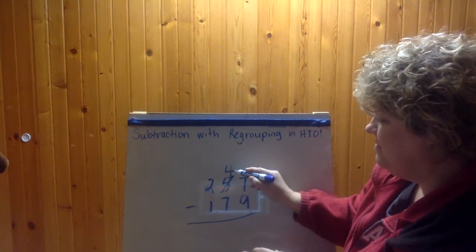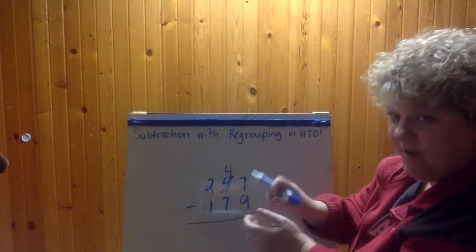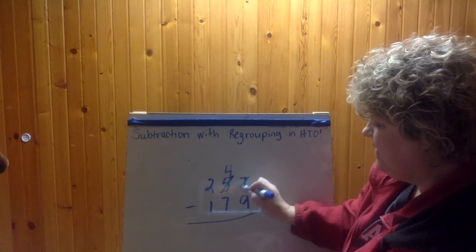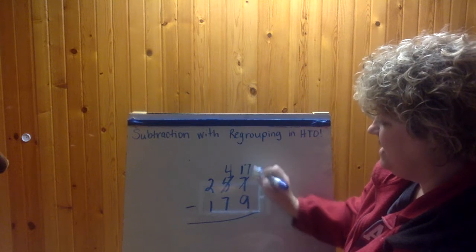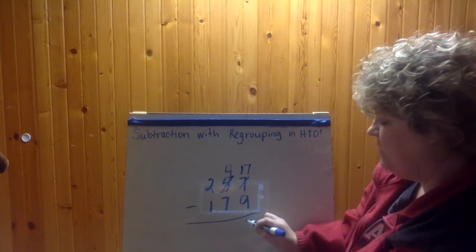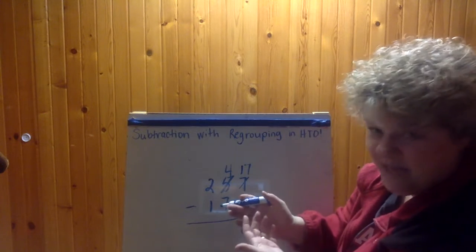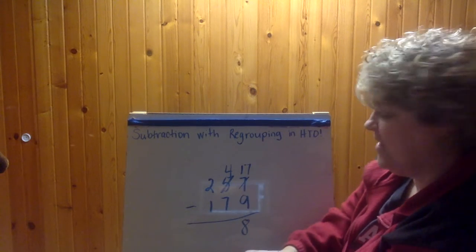So that stick of 10, we broke it apart. It's in the ones now. We have those 10 ones plus the 7 ones already there. 10 plus 7 was 17. 17 minus 9 was 8. 4 minus 7, not possible. So we had to go over to the hundreds place.